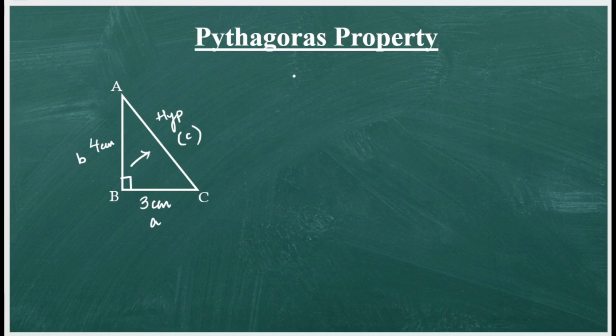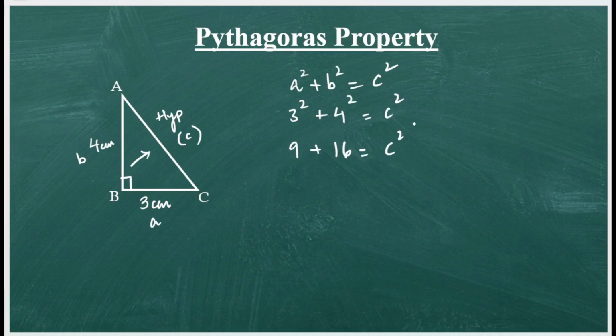Now Pythagoras property says that a square plus b square is always equal to c square. Now a value is 3, so 3 square. b is 4, so 4 square equals c square. 3 square is 9, 4 square is 16, equals c square. 9 plus 16 is 25.